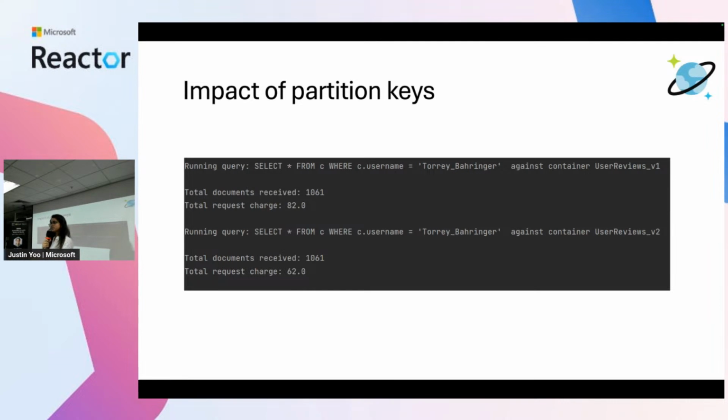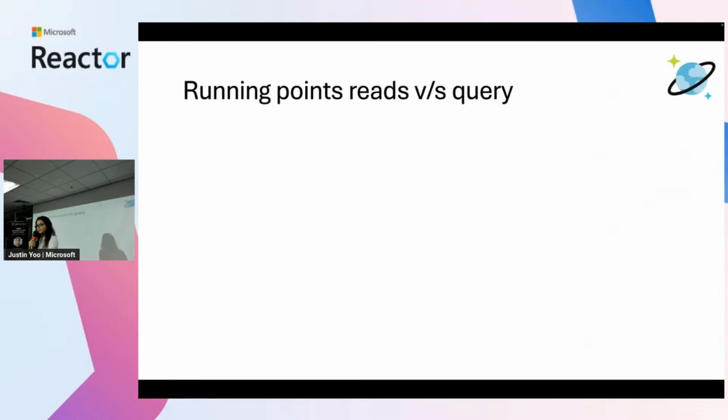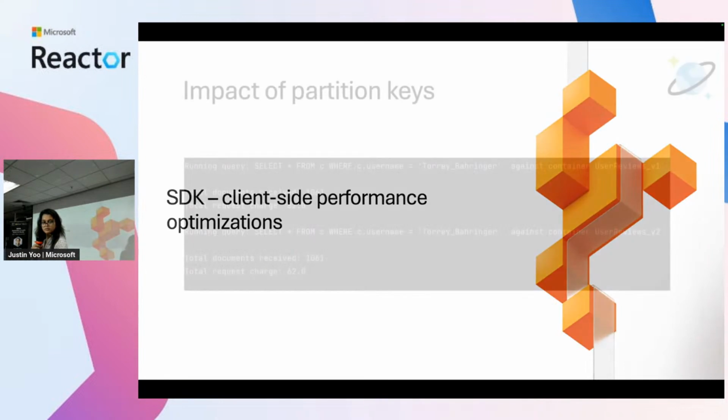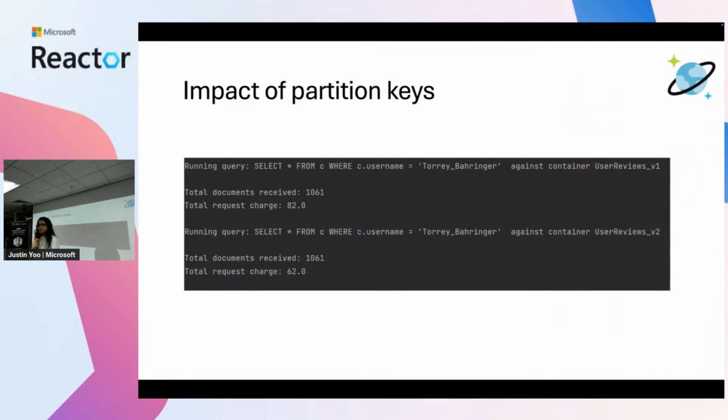Now, when I execute this query against v1, it consumes 82 RUs. While when I execute this query against v2, where the partition key is username, and since we are using username in the filter, it is just going into one single physical partition. And that's why it consumes fewer RUs. So here the difference is only 20 RUs, but as your data grows, this difference can become huge. So it is advisable that you always choose a partition key which covers the maximum use cases of your application queries.